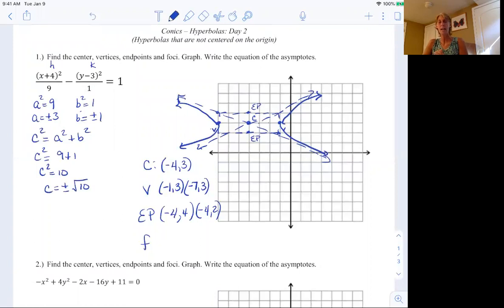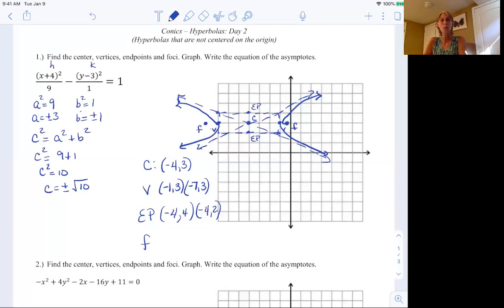Now I think I have to count radical 10 boxes. So the square root of 10 is a number between 3 and 4. 3 squared is 9, 4 squared is 16. Working off the center again, we're going to count 3 and a little bit. There's my focus. Go in the opposite direction. 1, 2, 3. It's nicer when there's no lines.